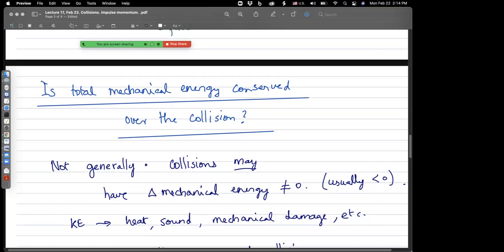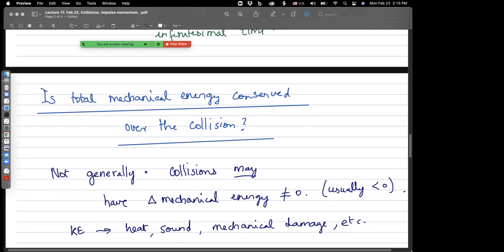Collisions usually, well, I should say, may, of course, but collisions usually have delta mechanical energy not equal to zero, usually less than zero. So change in mechanical energy less than zero, which means that final mechanical energy is less than initial mechanical energy. In other words, there's loss of mechanical energy, LOSS, right? And I was going to ask this question, but I guess I put this up on the screen already. Where does this mechanical energy go? Well, when two objects collide, there is some sound. Sound is energy. So some of that mechanical energy gets converted to sound.